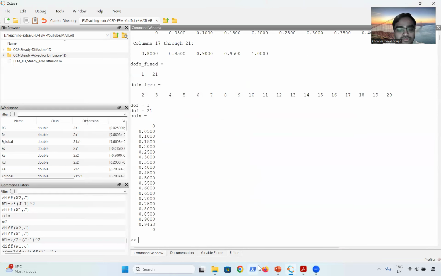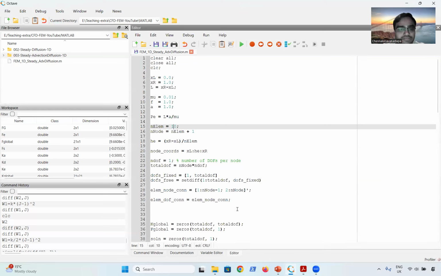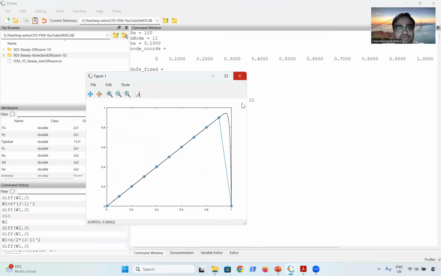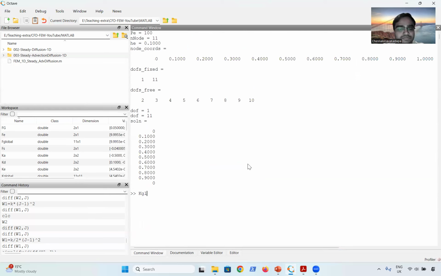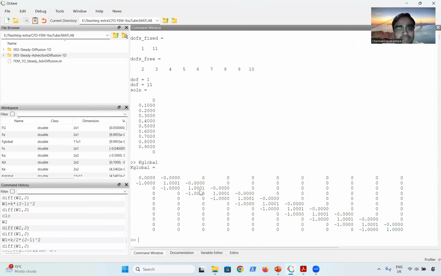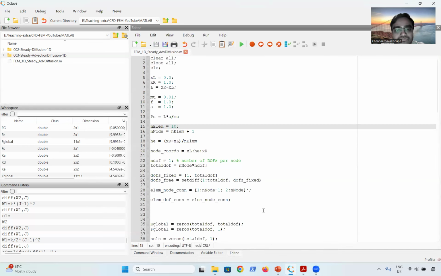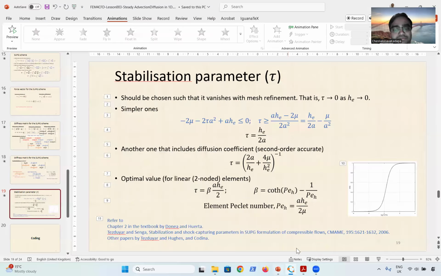And we can also check the entries of the global stiffness matrix. As you can see, in the lower diagonal the values are -1, and in the upper diagonal the value is 0, which is what we need for the matrix to be an M matrix. So this is how we solve the problem of spurious oscillations when solving the advection diffusion equation using the finite element method.